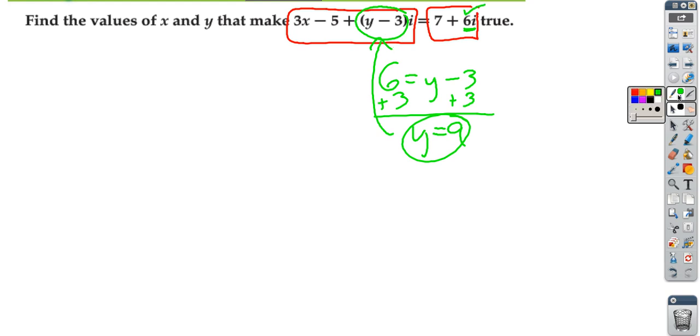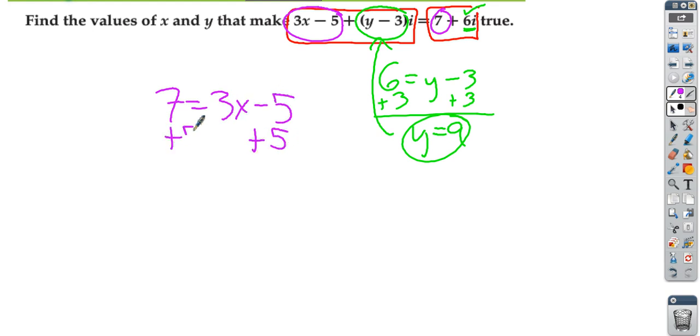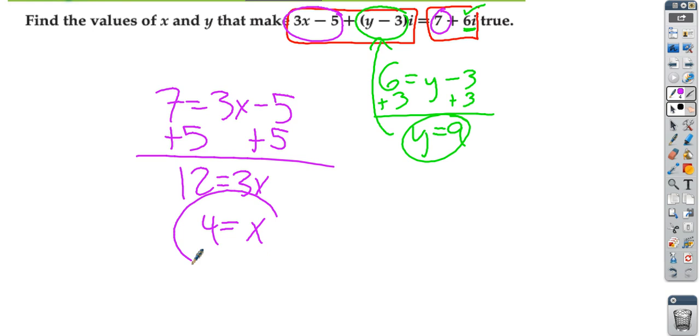Okay, how about the real part? The real part of this number is 7, and the real part of this number is 3x minus 5. So let's solve that by adding 5 to both sides. You would get 12 equals 3x, which means x equals 4. And that's the solution that when I plug it in here would give me 7 right there.